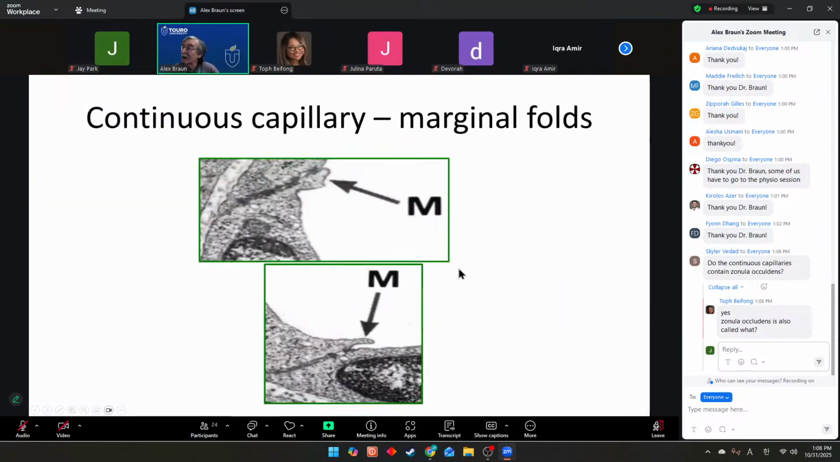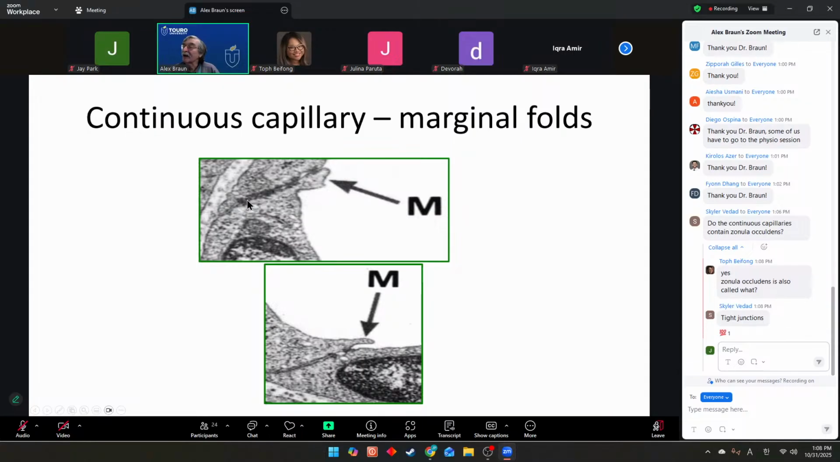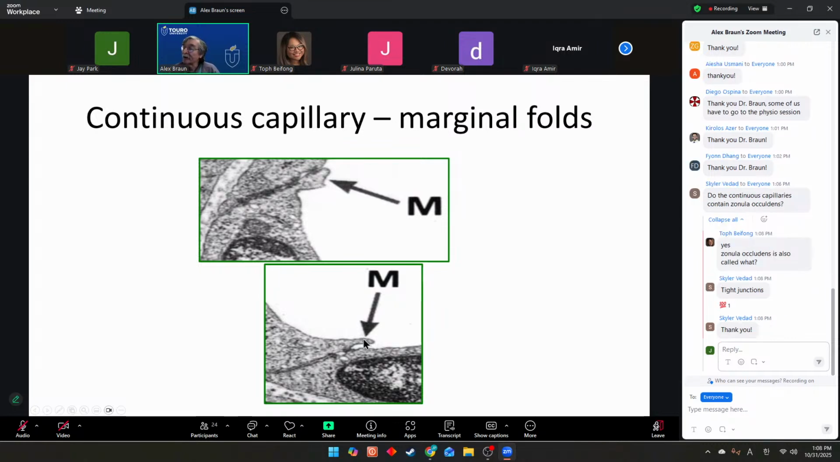Here we see even higher magnification showing you the two cell processes coming together and being joined by cell junctions right here. The dark staining are cell junctions, and here we see a marginal fold protruding into the lumen. This is a marginal fold in a capillary. It is not a valve. It is a marginal fold. There's a difference. Capillaries do not have valves. They have marginal folds. Okay? Capillaries have marginal folds. They do not have valves.